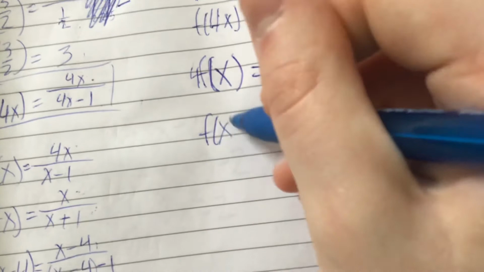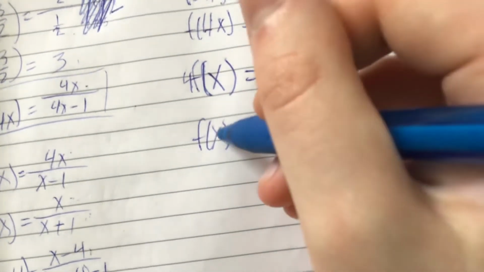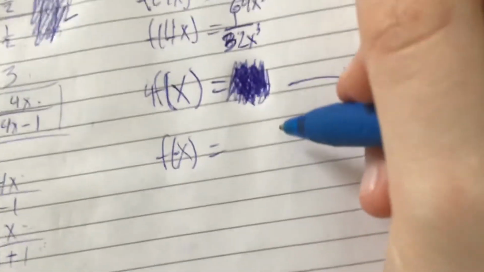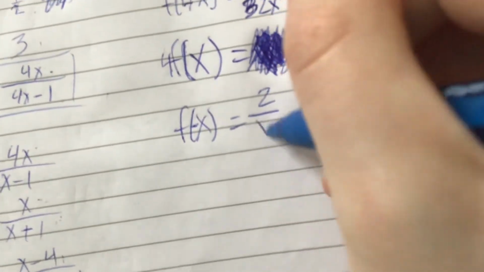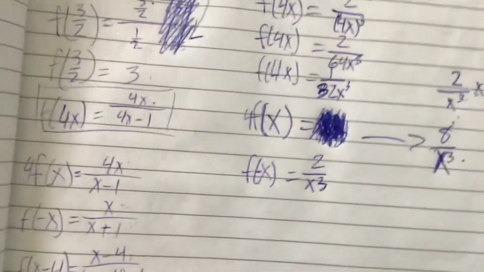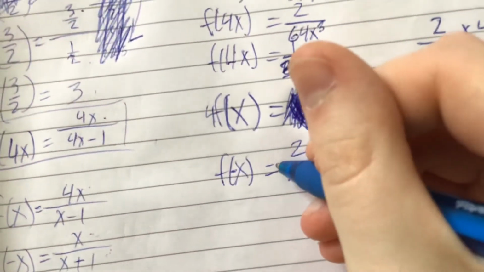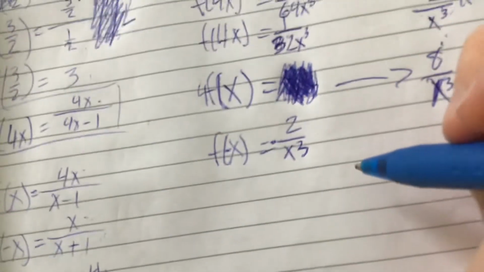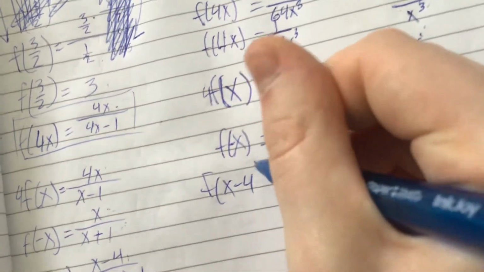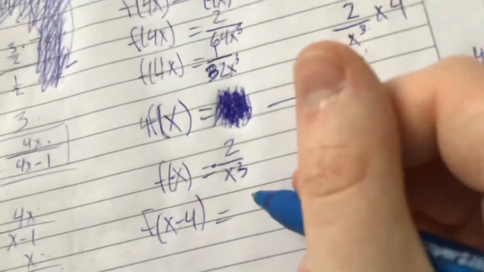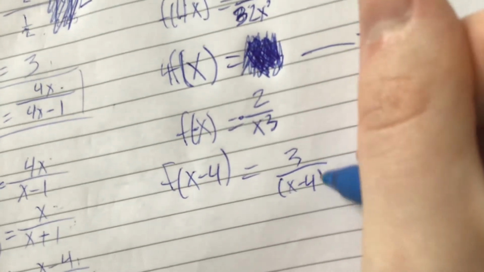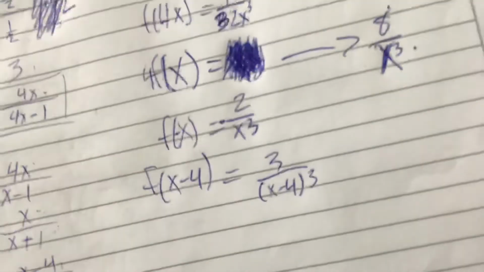f of x, or excuse me, negative x is equal to that. Oh, not 2. I keep doing that. Sorry. And here, or sorry, it's negative that because it's negative x. Then over here, we have f times x minus 4 equals 3 over x minus 4 to the third power, which is crazy.